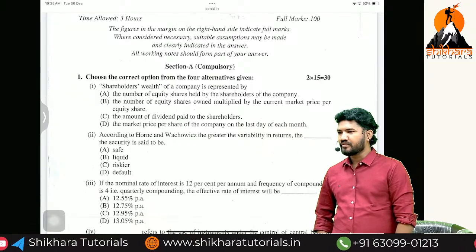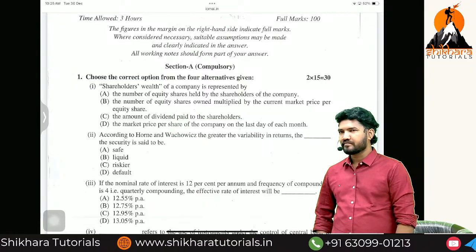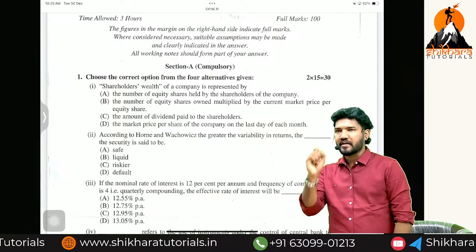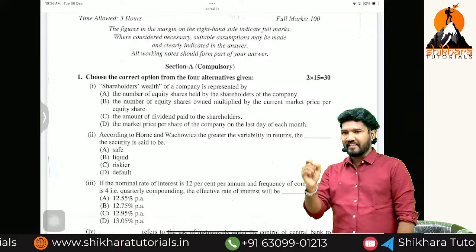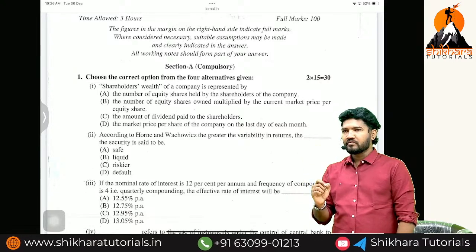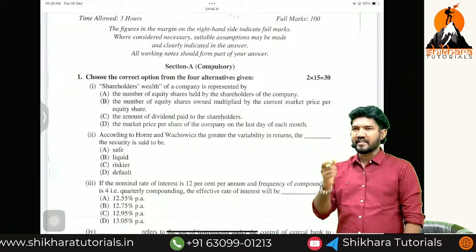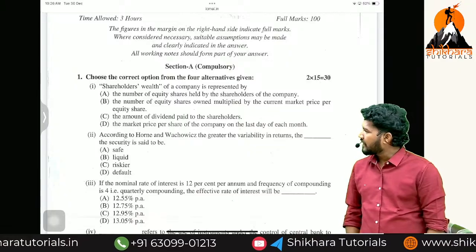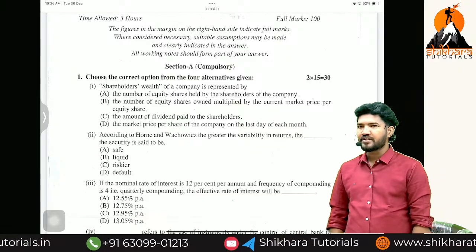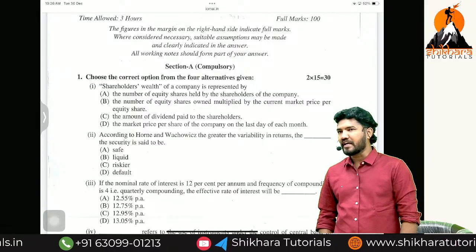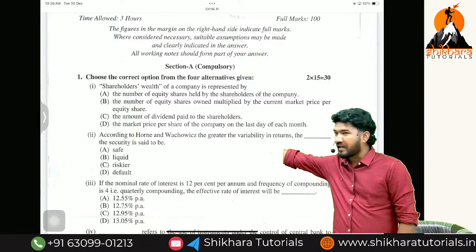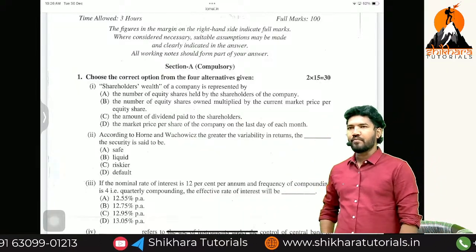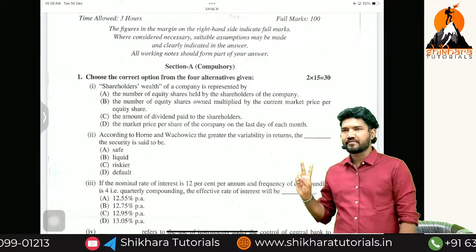Number of shares into market price. What about option B? The amount he invested is called capital. The amount he received is called wealth. What did he receive? Capital amount plus profit share, that is nothing but retained earnings. Now see, the number of equity shares owned multiplied by current market price per equity share gives equity share capital value or equity value. That's why they multiplied with market price. That is the point we have been discussing from the start of KO. Sir, clear, sir? 2 marks.